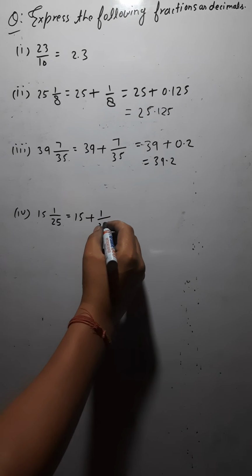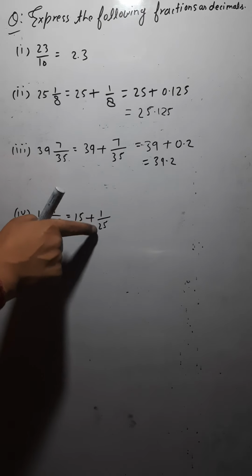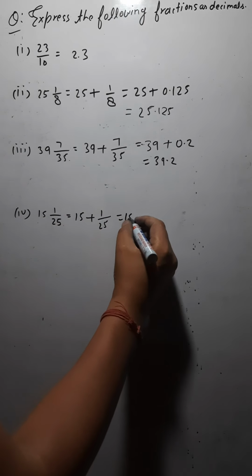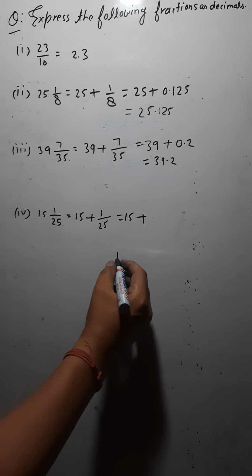Now second, last question. 15 plus 1 by 25. It can be written as 15 plus 1 by 25. Now you are to divide this 1 by 25 here. So I would write it as 15 plus. If I am dividing this 1 by 25, how many times would it go?